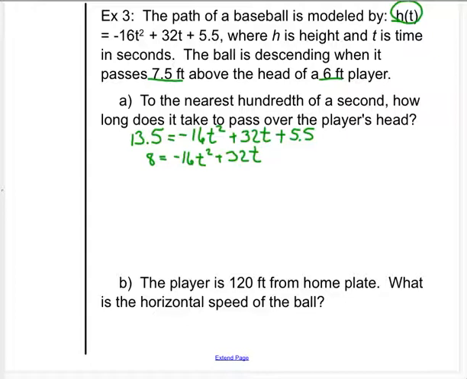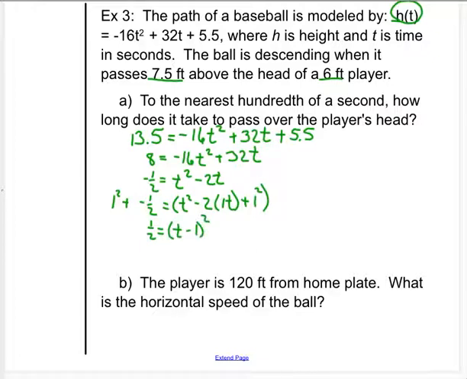Then I've got a coefficient in front of my squared term, so I'm going to divide everything by negative 16. 8 over negative 16 simplifies to negative 1/2, and 32 divided by negative 16 is negative 2. Completing the square with the t squared and the t, I'm adding 1 squared. This time I can balance it on the other side of the equal sign by adding 1 squared. Combining my terms on the left-hand side, 1 minus 1/2 is 1/2. And factoring the right-hand side, I get t minus 1 quantity squared.